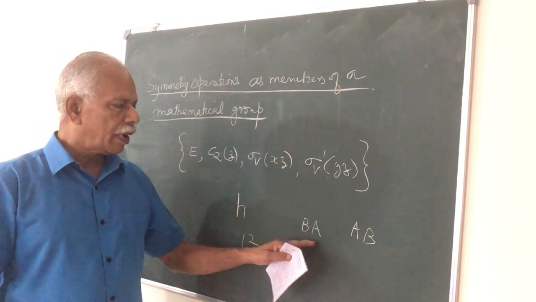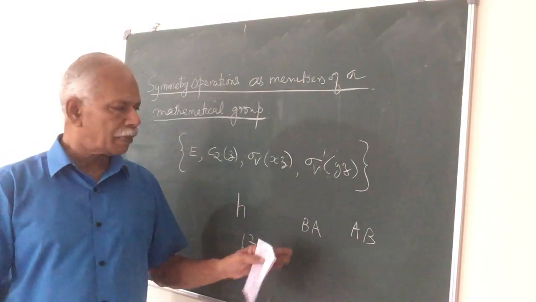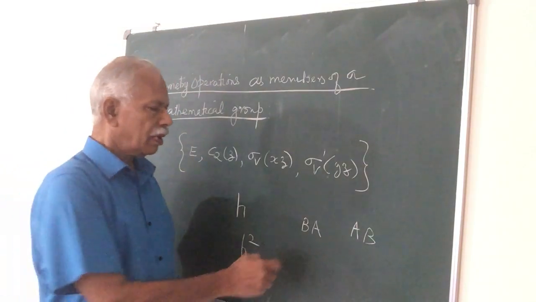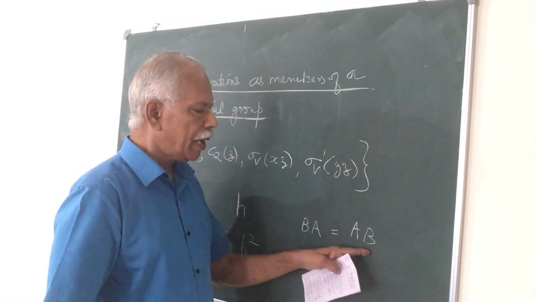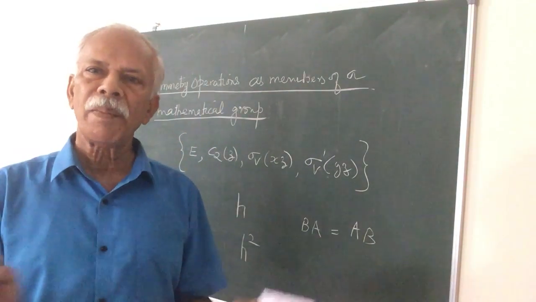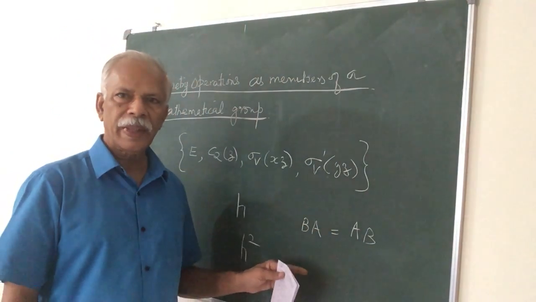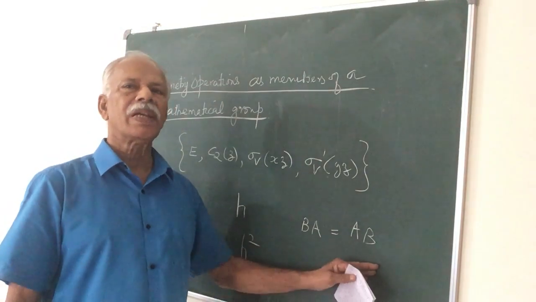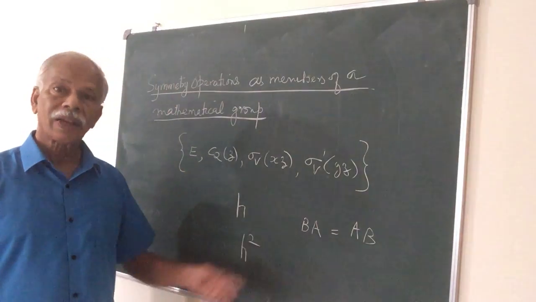Sometimes AB will be equal to BA. Sometimes they may not be the same. If 2 operations A and B combine and the result is the same as B and A, then we say that the operations are commuting each other. This is called a commutative property. If the order in which the product is taken is immaterial, we call the binary combination as commutative.